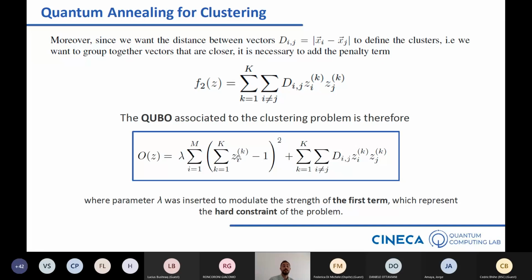However, we have this parameter lambda that modulates the strength of the first term, because this is a hard constraint that we want. Basically, we want the first term to be much higher than the penalty term here, because this should be absolutely satisfied in order to have a meaningful solution. That's why lambda must be much higher than basically the largest contribution that you have here. Okay, so let's go on.